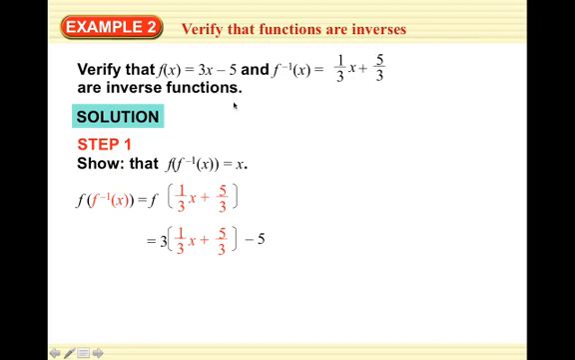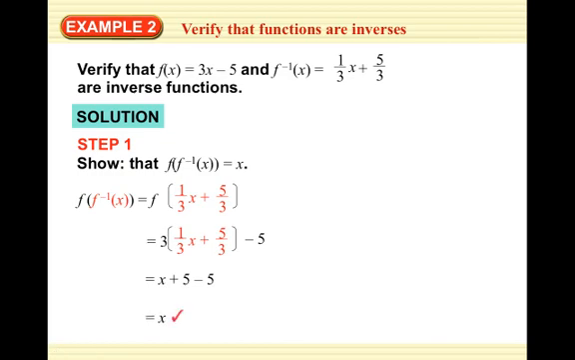All right, f is 3 times input minus 5. So we're going to have 3 times 1/3 x plus 5/3 minus 5. So now we want to distribute that 3. 3 times 1/3 is just 1, so we have 1x, which we just write as x, plus 3 times 5/3 is 5, and then our minus 5. Well, x plus 5 minus 5 is x.